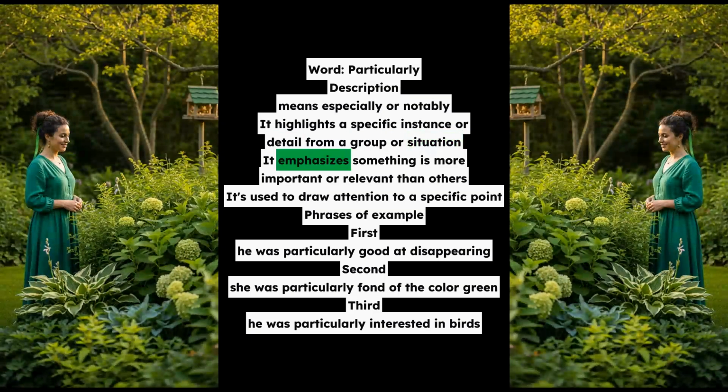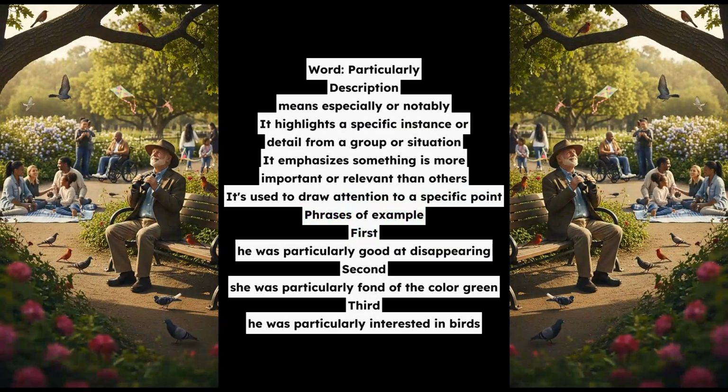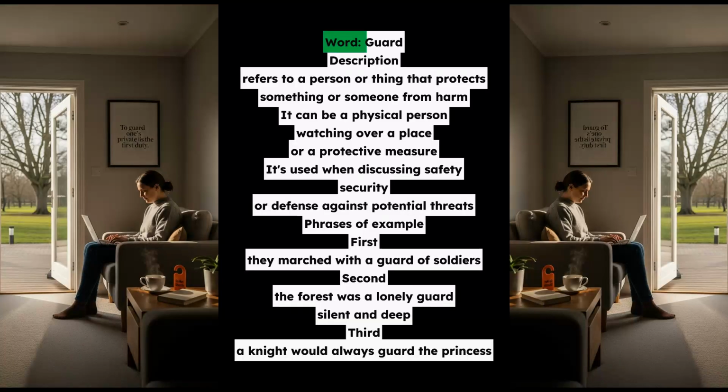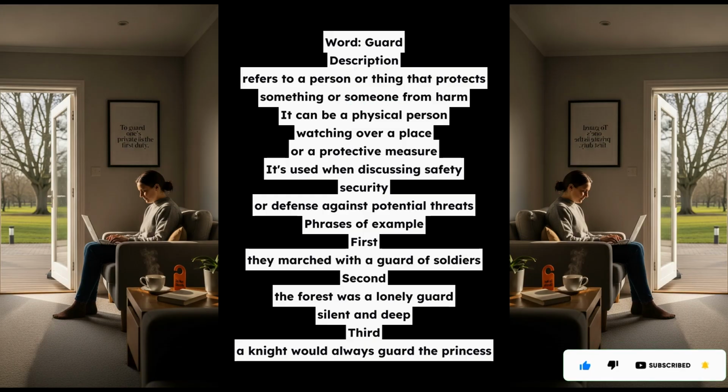Word: guard. Description: refers to a person or thing that protects something or someone from harm. It can be a physical person watching over a place or a protective measure. It's used when discussing safety, security, or defense against potential threats. Phrases of example. First, they marched with a guard of soldiers. Second, the forest was a lonely guard, silent and deep. Third, a knight would always guard the princess.